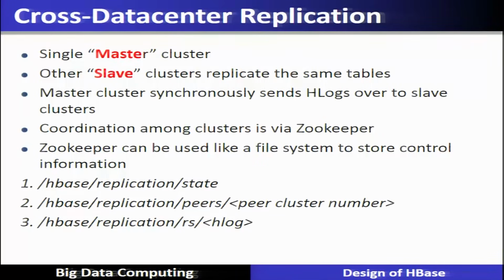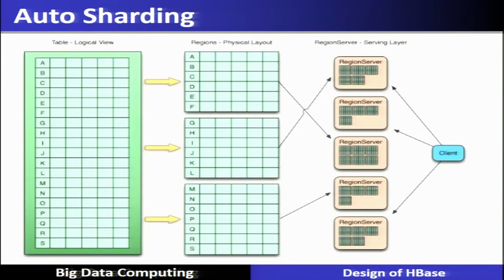Now, cross data center replication. There will be a single master cluster, and other slave clusters replicate the same table. The master cluster synchronously sends the HLog to the slave clusters. Coordination among the clusters is done via Zookeeper. Zookeeper can be used like a file system to store the control information, and this Zookeeper will use different paths for the state, the peer cluster number, and the HLog. All this information is there.